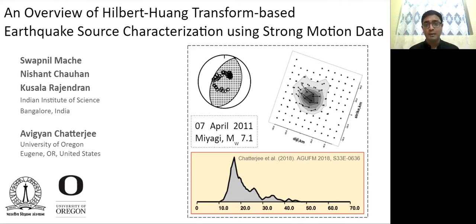motion network in Japan. This illustration shows a sample result from the waveform inversion of teleseismic data, which we use for validation of our approaches and with which we compare our strong motion results. This particular result is for the 2011 April 7 magnitude 7.1 Miyagi earthquake.